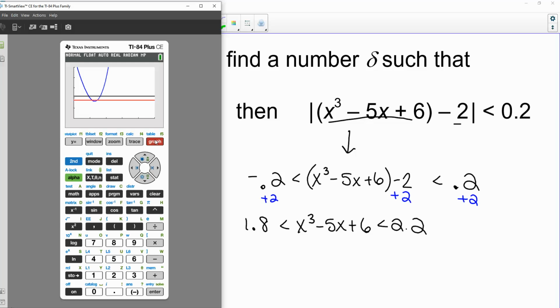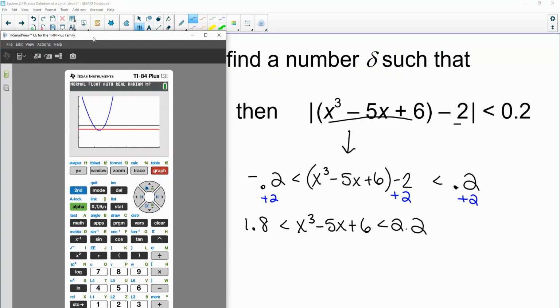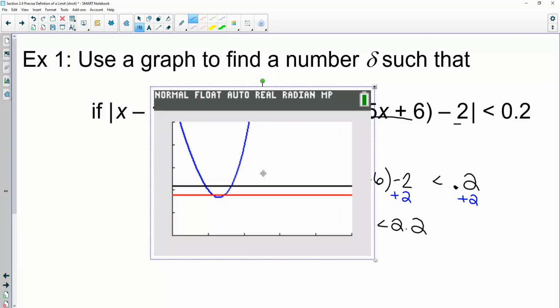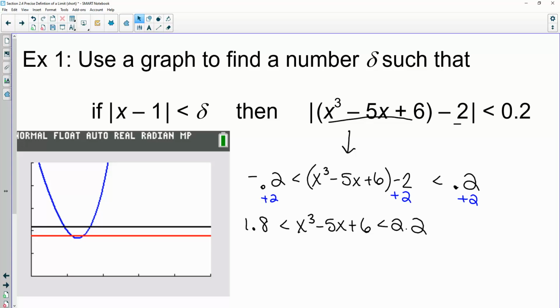Okay, so I set my window, I did my x's between 0 and 5 and my y's between 0 and 5 so I could kind of see this. So I'm looking at my function. I am finding the distance between x and, what was it? 1. So 1 is the number we are approaching here. That was your 1.8. We graphed that. I set my window to be between 0 and 5 for both my x's and my y's.